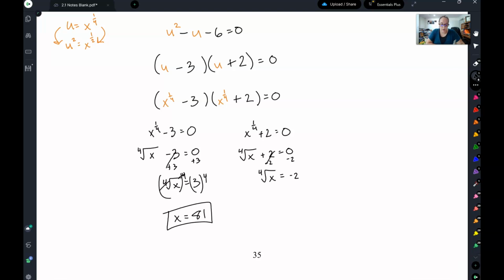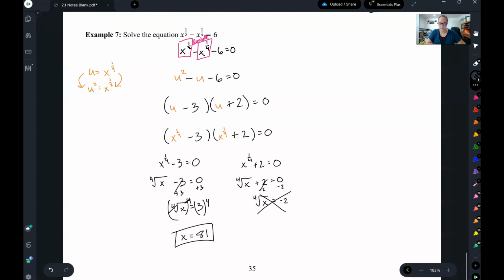But you will notice a problem over here. I have an even root. Is an even root ever going to equal a negative? No, that's not going to happen. We can't put a negative into our even root. So this one is not going to work. That means that is our only answer.